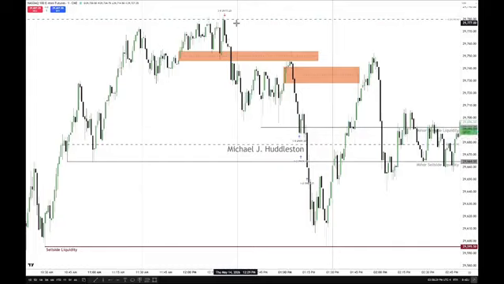They're not going for your stop loss. They're going for everyone's stop loss. Everybody gets a stop loss run. Everybody gets stopped out.